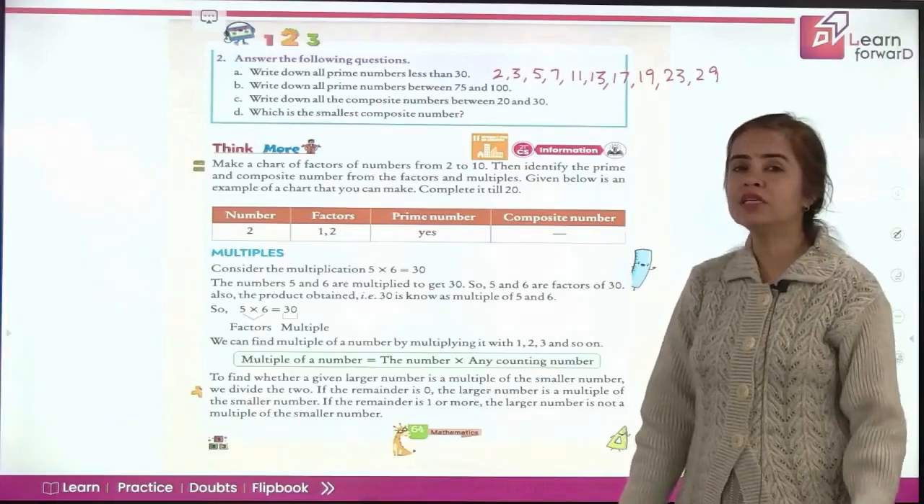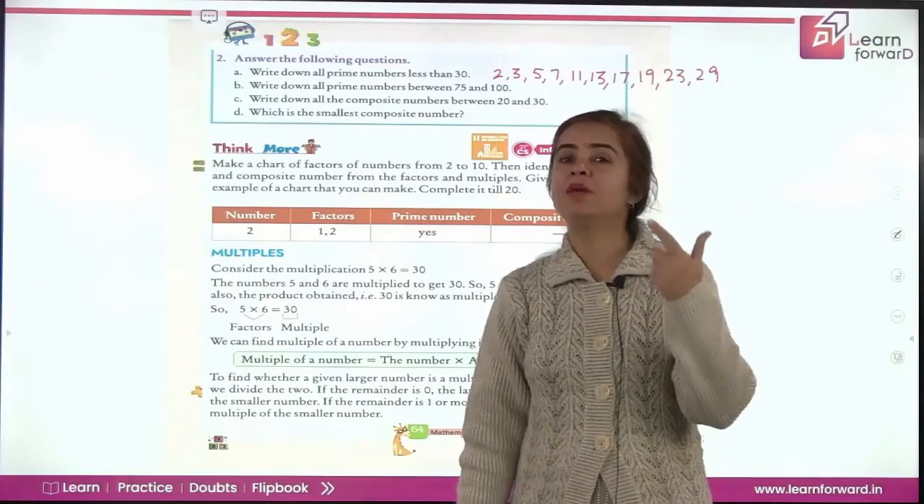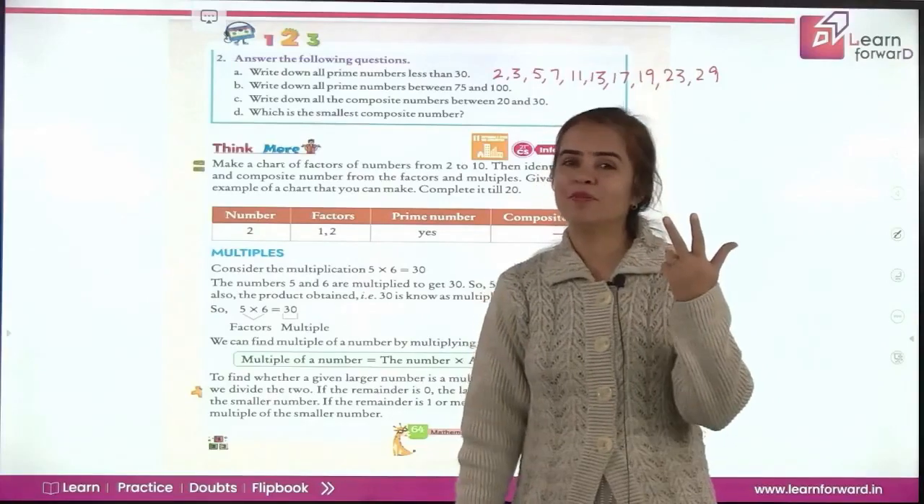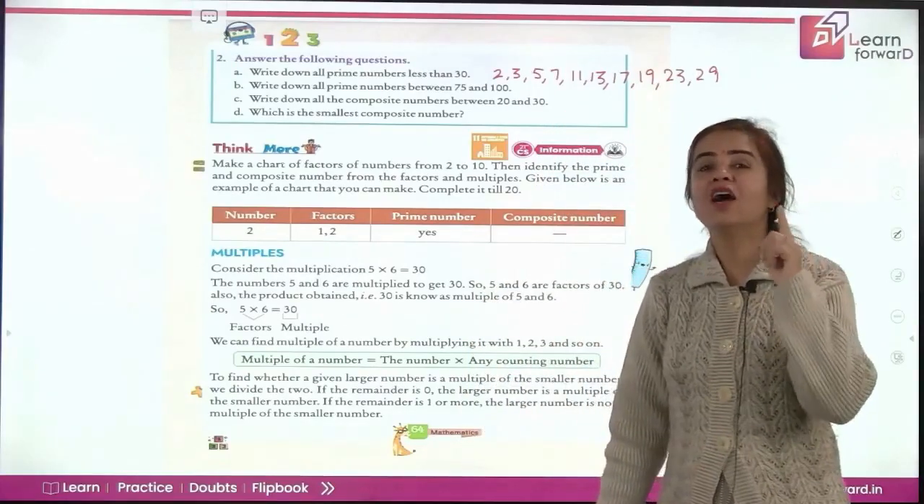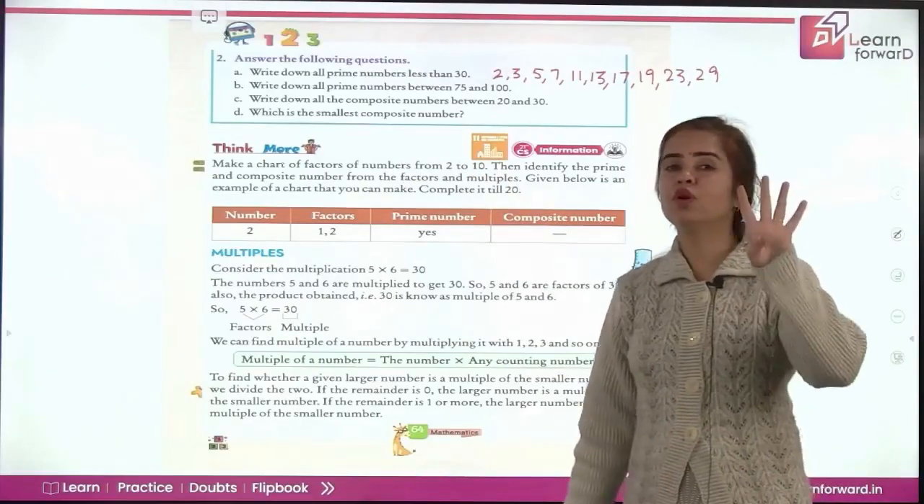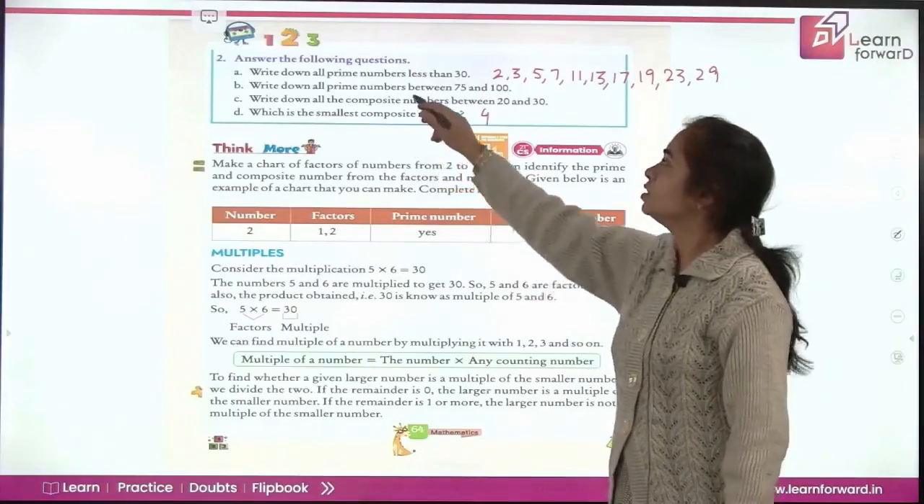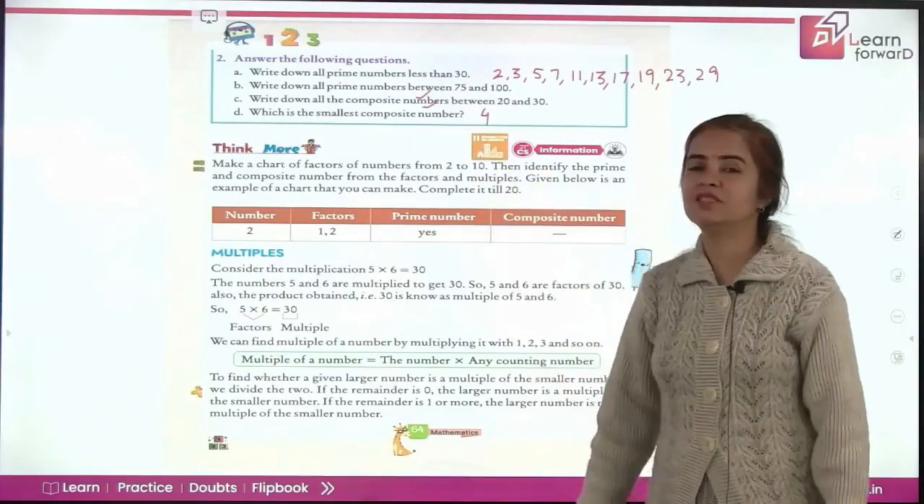So your counting starts from 1. Neither prime nor composite. 2 is a prime number. 3 is another prime number. Now 4 is a composite number. So your composite numbers start from 4. So this is your smallest composite number. And these two questions, you will now be listing yourselves.